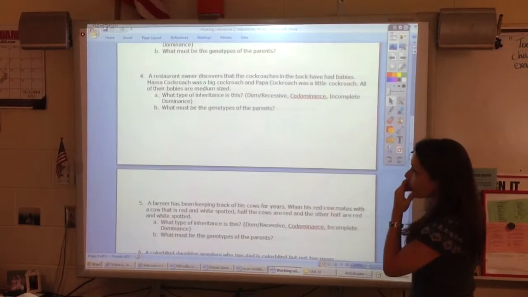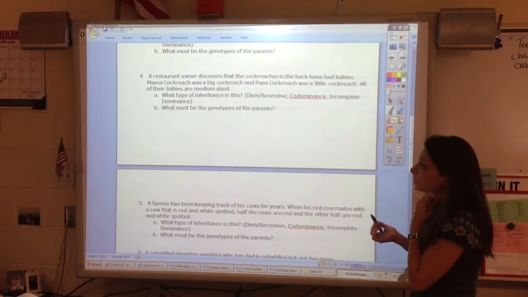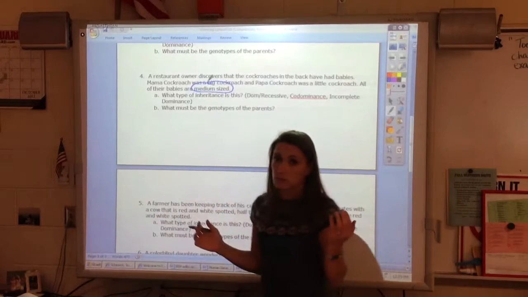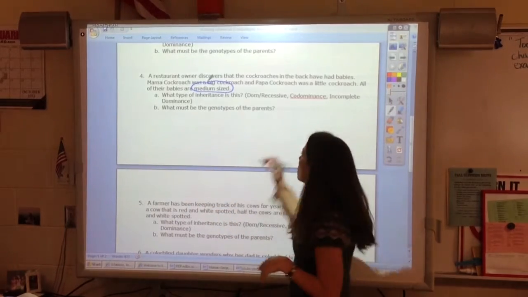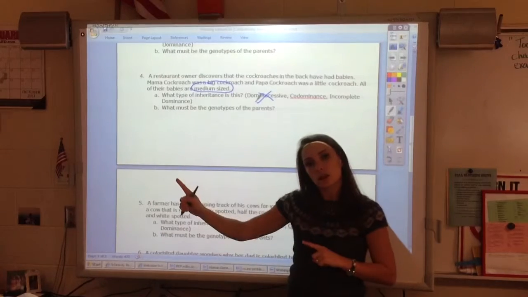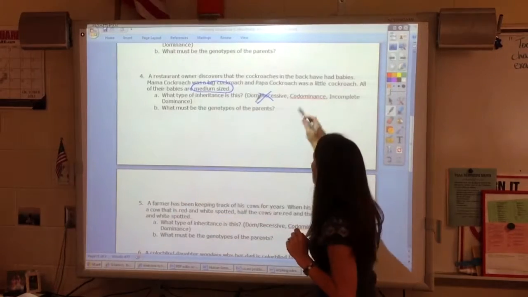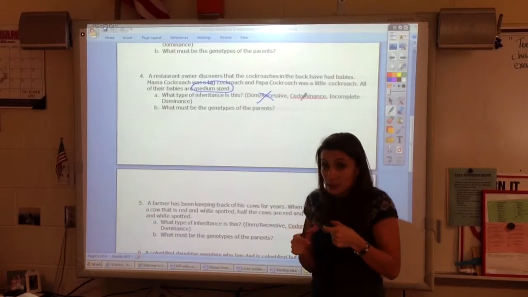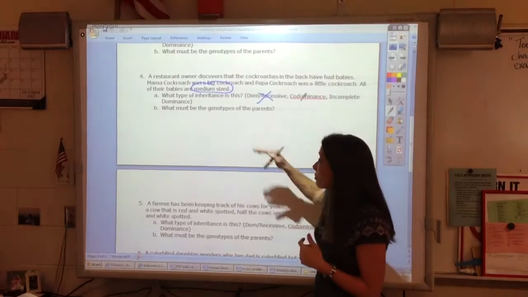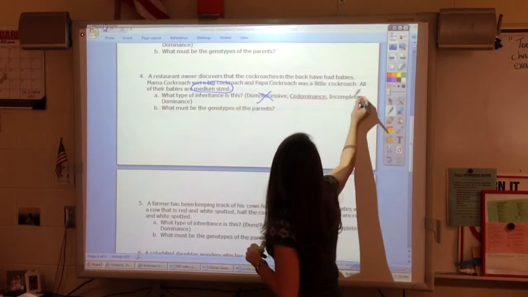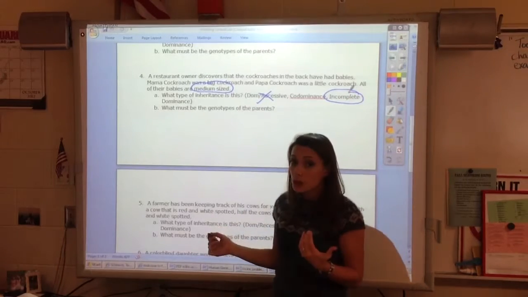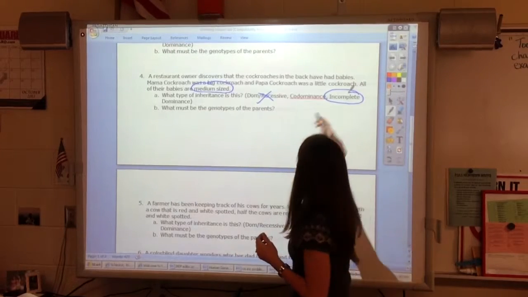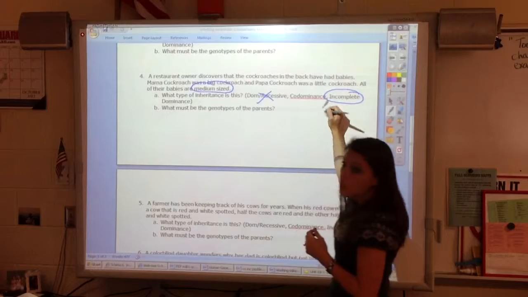Let's look at number 4. Mama was a big cockroach, Papa was a little, all the babies are medium. So they're not all big, they're not all little. So it can't be dominant recessive. Dominant recessive is either one or the other. Co-dominance means they're both there. Am I seeing some long legs and some short legs? No, the cockroaches are medium. They're in the middle. They must be a blend. So then we should be able to assign letters and work out a Punnett square, keeping in mind that incomplete dominance means I use that little prime symbol.